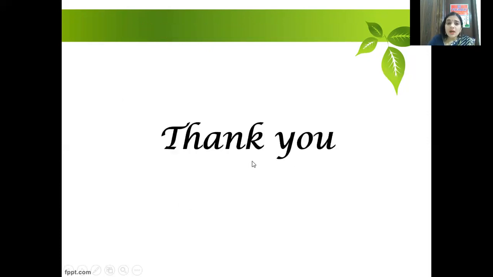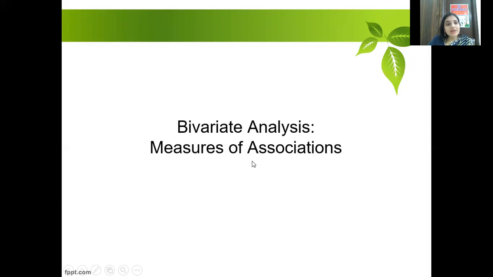That's it. In our next presentation, we will be discussing bivariate analysis for measures of association. In the last two presentations, we discussed bivariate analysis only, but that was for tests of differences. We were trying to check the differences between two or more groups. Now, when it comes to measures of association, we are basically trying to check association among two variables. Right? When you check association among two variables, we basically use correlation and regression analysis in most studies.